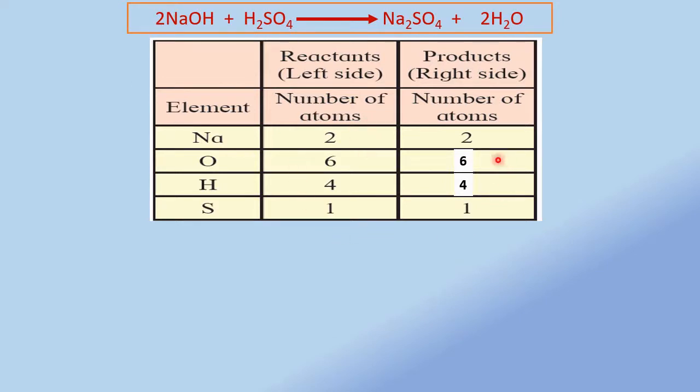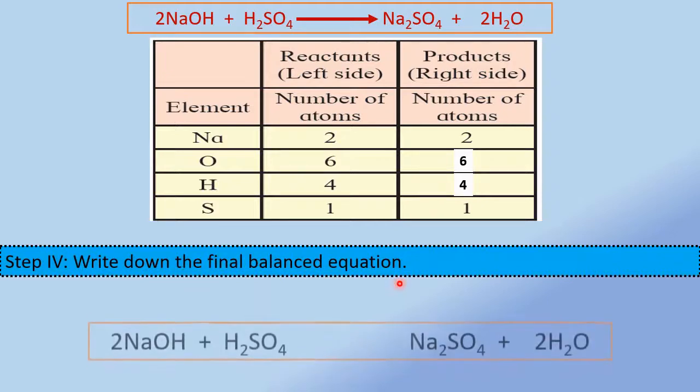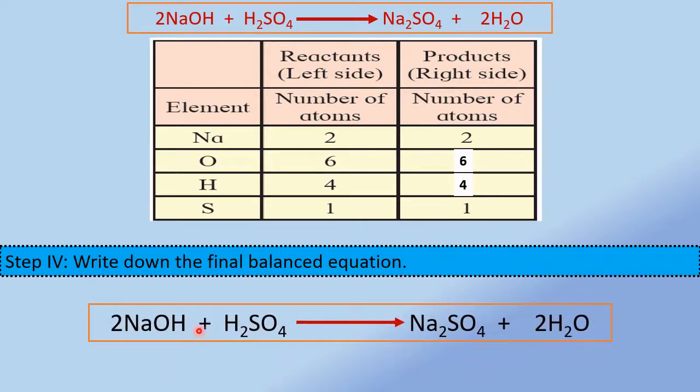So, the last and final step, we write the final balanced equation as 2NaOH plus H2SO4 gives Na2SO4 plus 2H2O.